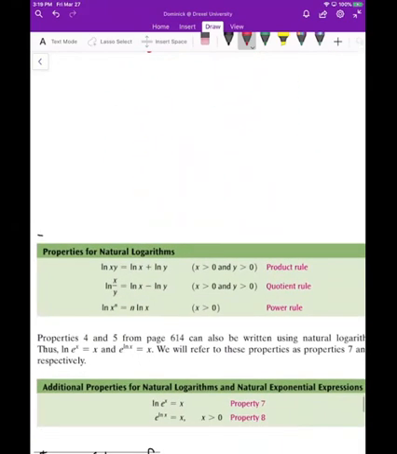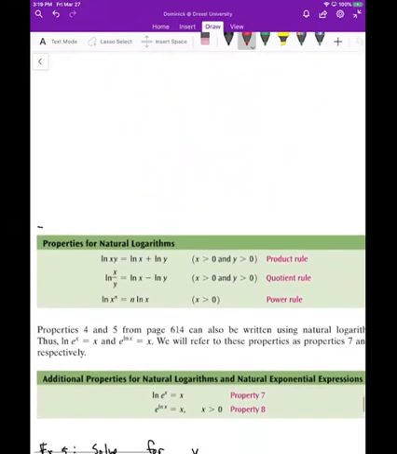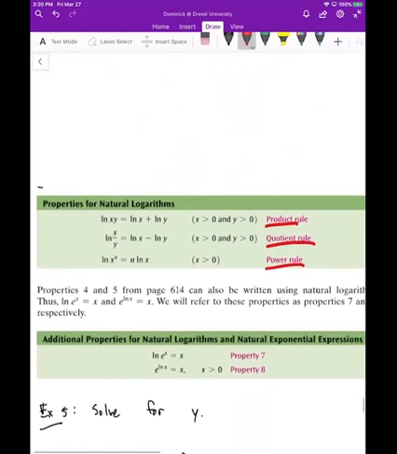Okay. So again, just as before, we still have all of these properties hold. The product, quotient, and power rules still hold for natural logarithms, but we just restate them here to remind you. And again, these inverse properties here, property 7 and 8, these also still hold. All right, but again, now just note that your base is now e in each of these examples.